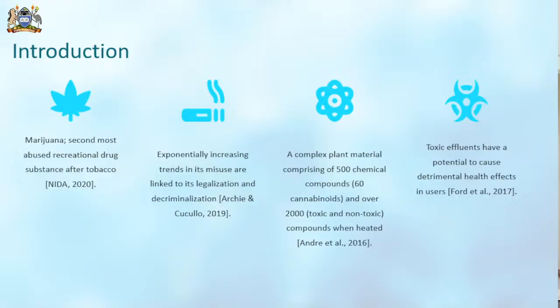So marijuana is of interest because it is a complex plant, identified to have close to 500 compounds and 60 cannabinoids. Now, when these cannabinoids get burnt or combusted, they generate over 2,000 chemical compounds, some of which are possible toxicants. Next slide.